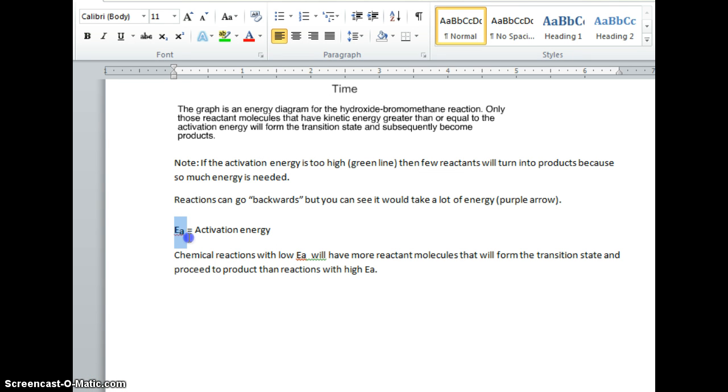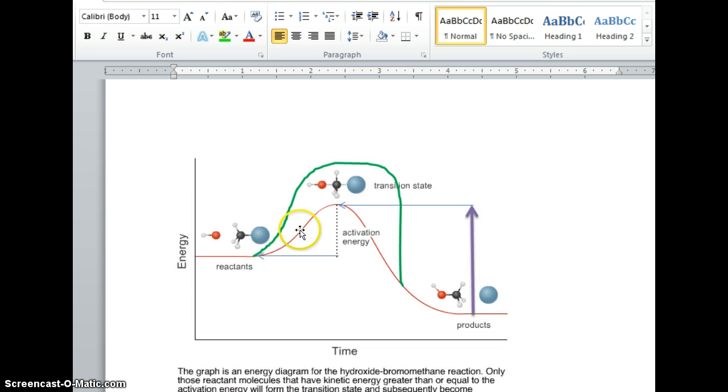So I added to our notes that E sub A is activation energy, and chemical reactions with a low activation energy will have more reactant molecules that form the transition state and proceed to product than reactions with high activation energy. In other words, look at this. If it's low, it's easier. Easier means more is going to happen. If it has a high activation energy, there's going to be fewer molecules that have enough energy to turn into the products.